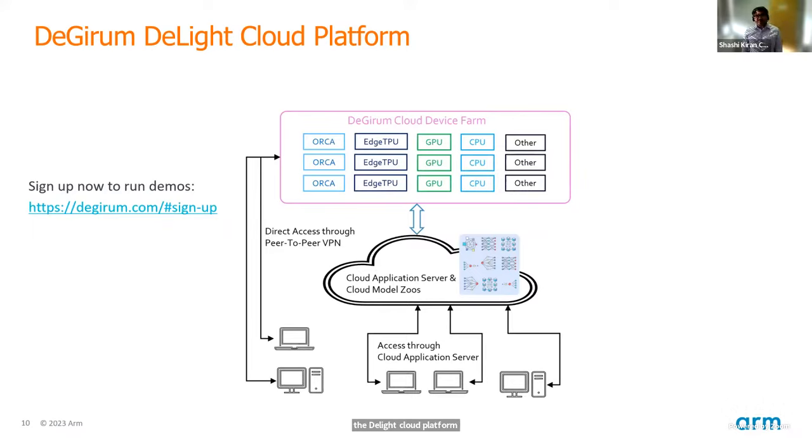The cloud platform has a device farm that is maintained by us. So it has devices equipped with different edge AI accelerators, ORCA that is ours, and planning to add a few more edge AI accelerators in the future. And these devices are accessible through the cloud. So this means that people can get started with application development on real hardware without having to spend any time or money on actually buying this hardware.